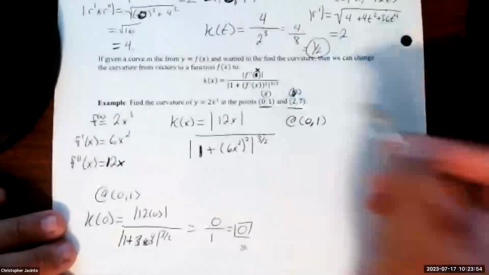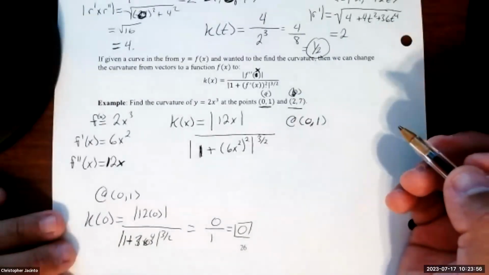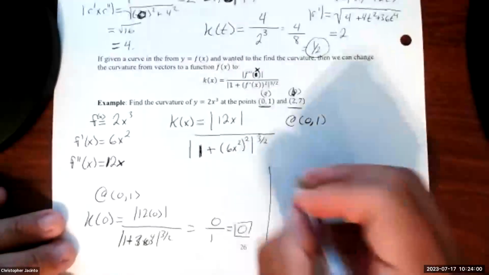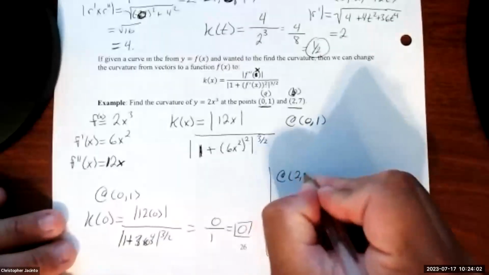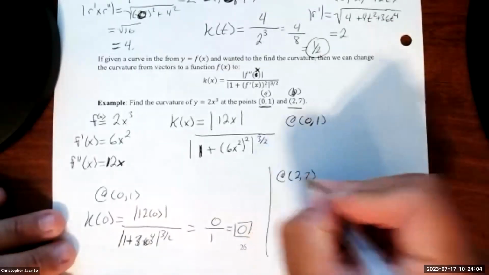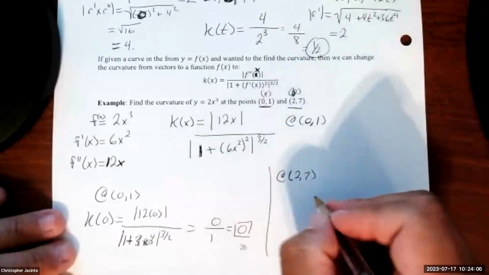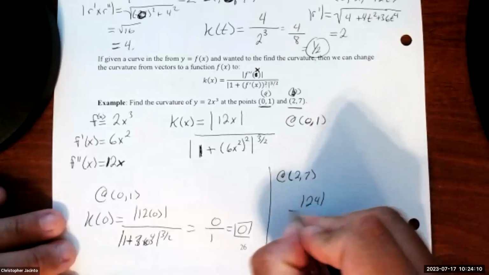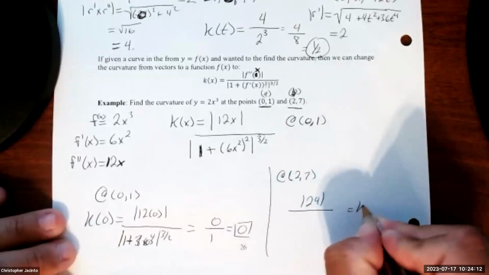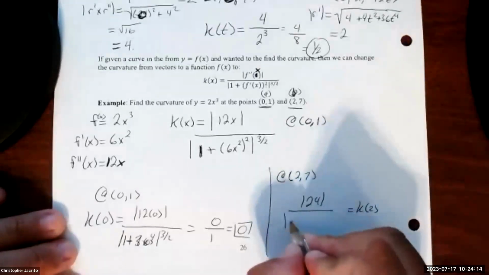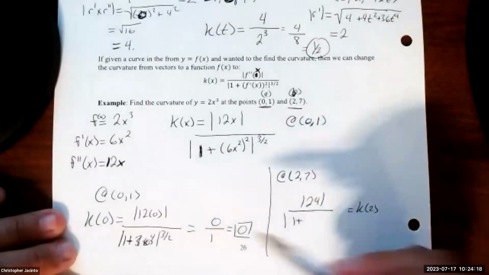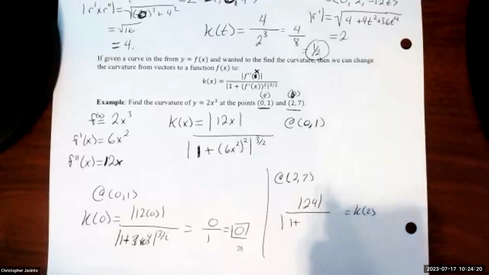And then again at the point 2, 7. So now I plug in 2, so 12 times 2 is 24. At the bottom here, we have 2 to the 4th times 36. That's a really big number. Where's my calculator?